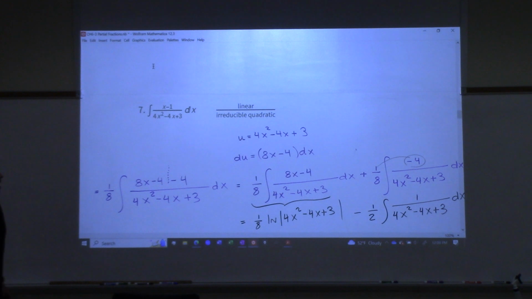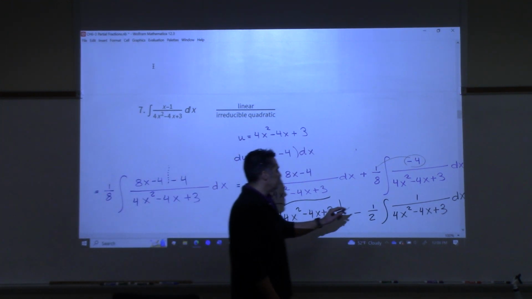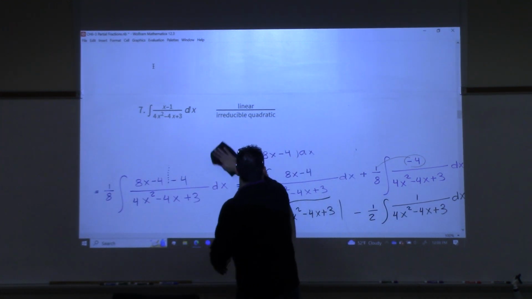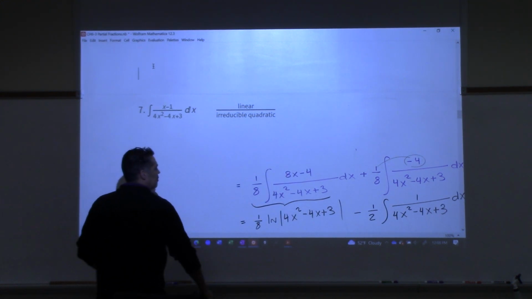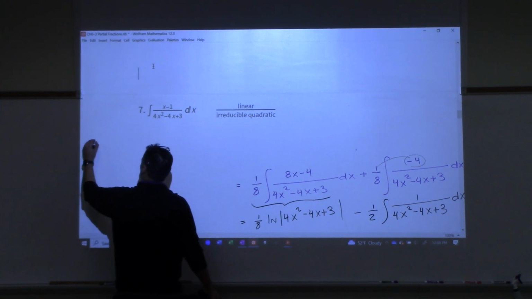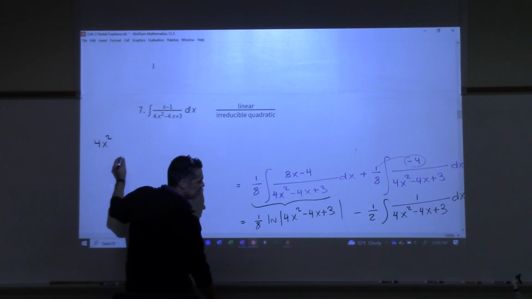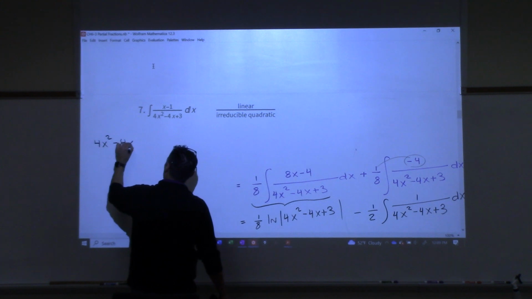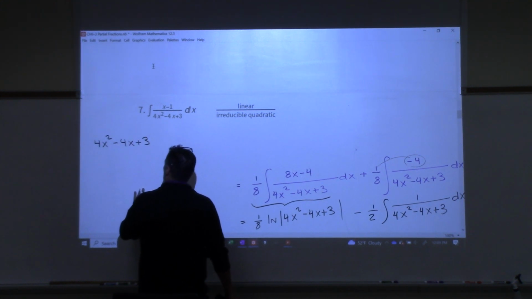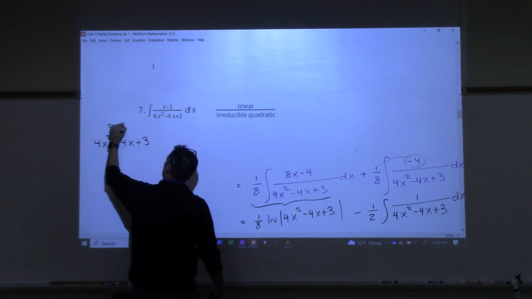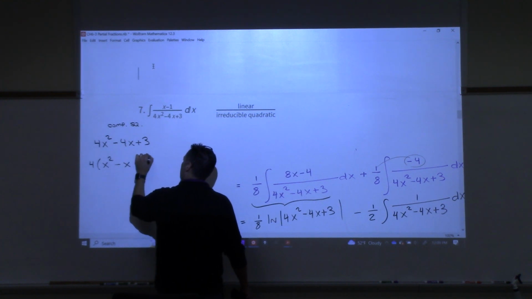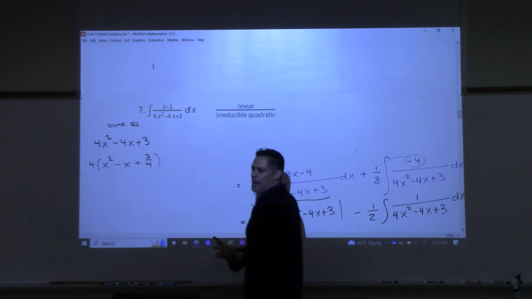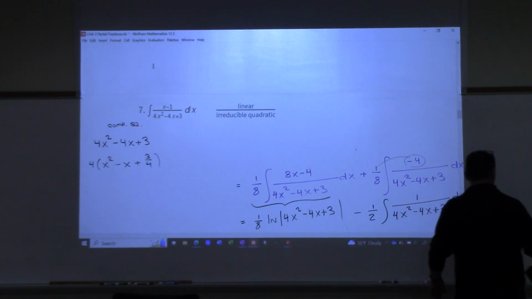All right, so I'm done with this part. I really just need to focus on this integral right here. So why don't we go complete the square? I'm going to take this 4x squared minus 4x plus 3. I'm completing the square, so I need to pull a 4 out first. That's the first thing that has to happen: I have to have a coefficient of 1 there.